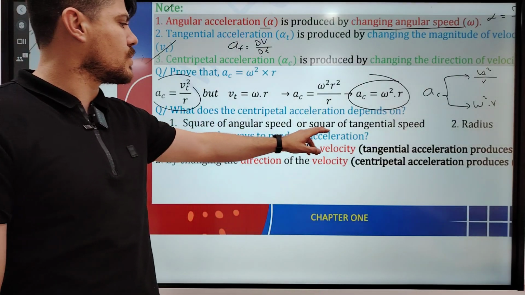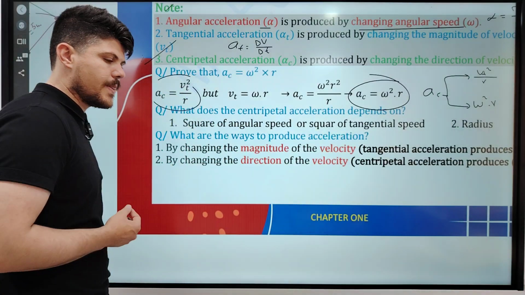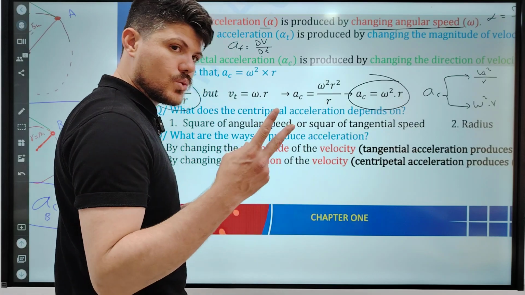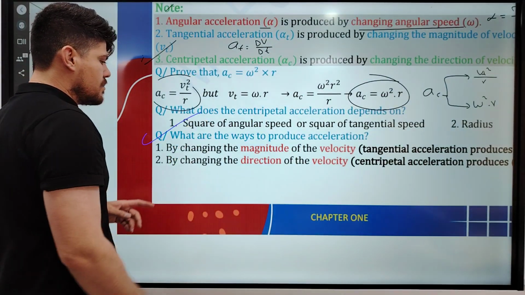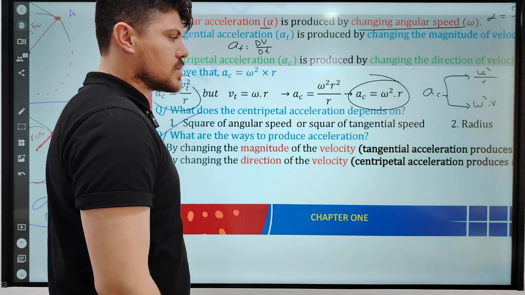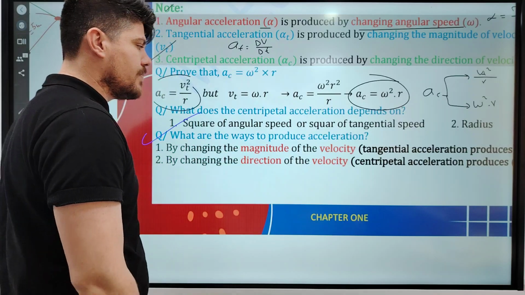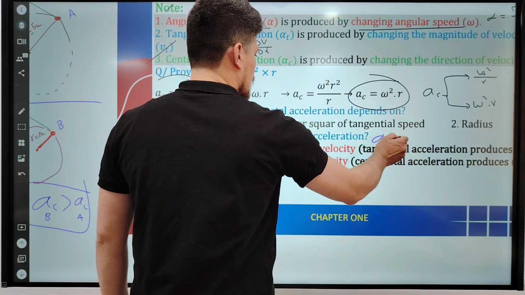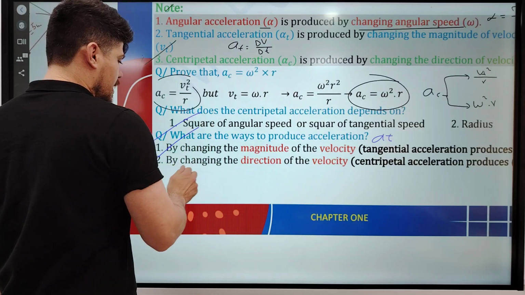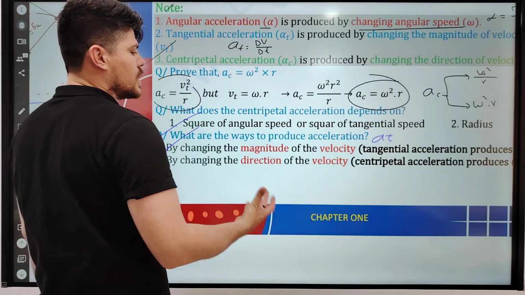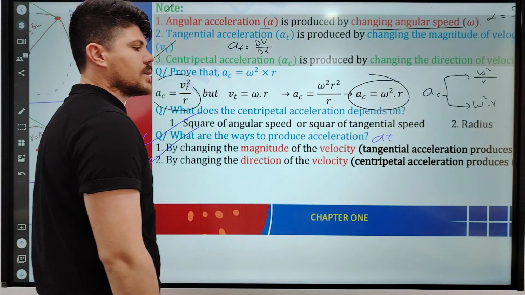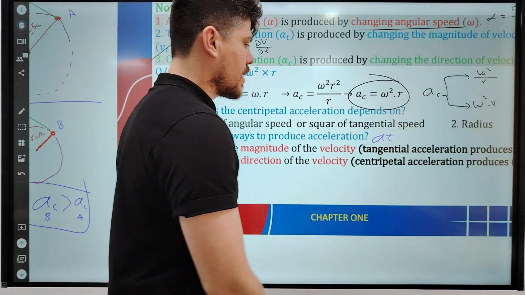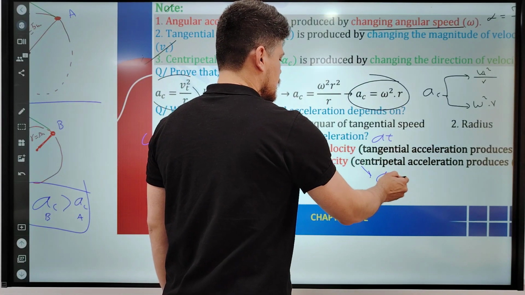What are the ways to produce acceleration? We can produce acceleration in two ways. The first way is by changing the magnitude of the velocity, which is tangential acceleration, AT. The second way is by changing the direction of the velocity, which produces centripetal acceleration, AC.